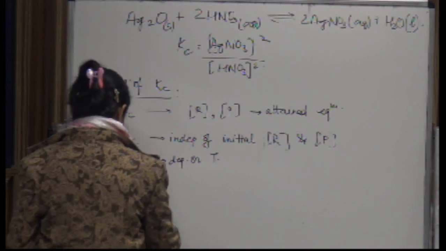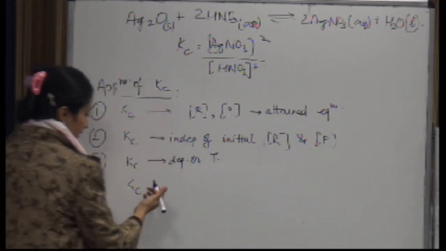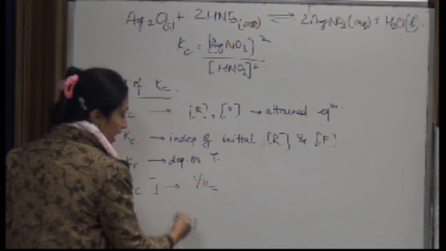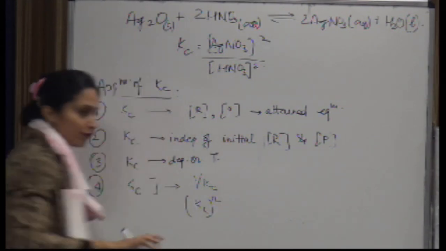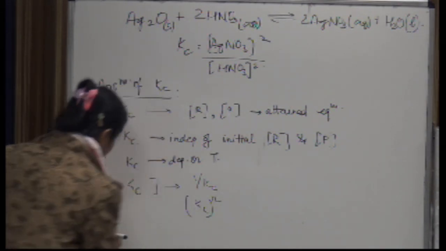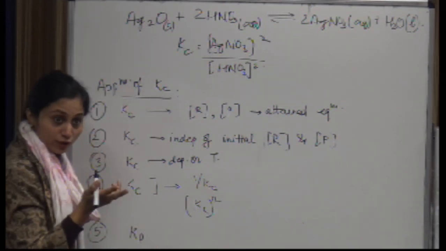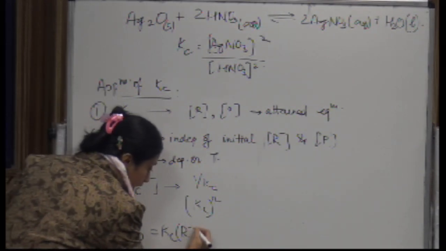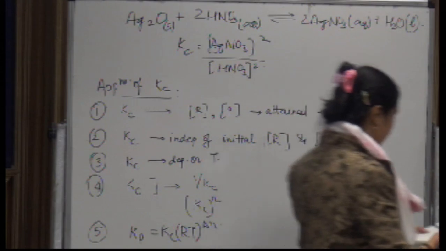Now some important things that we have done for Kc. The Kc for the reverse reaction will be 1 upon Kc, and when you multiply the reaction by some factor n, it becomes Kc to the power n. If you multiply it by 1 by n, it becomes Kc to the power of 1 by n. And last but not least, we have done the relationship of Kp and Kc. Please do not get confused, that is why I did the derivation first. Kp is equal to Kc into RT to the power delta n. This is one thing.